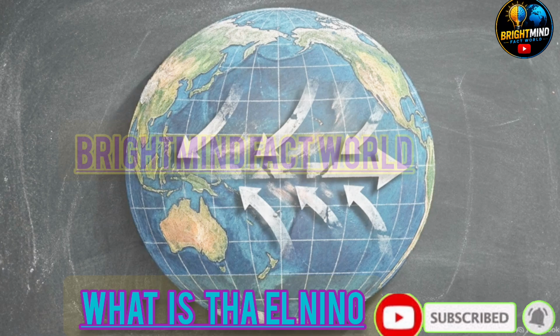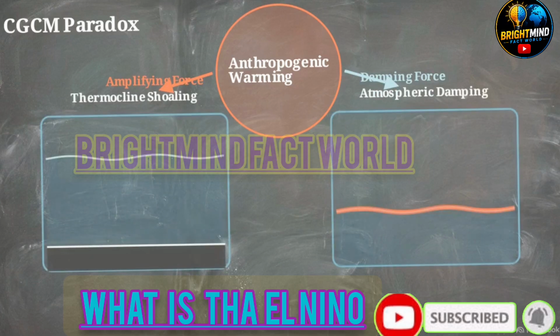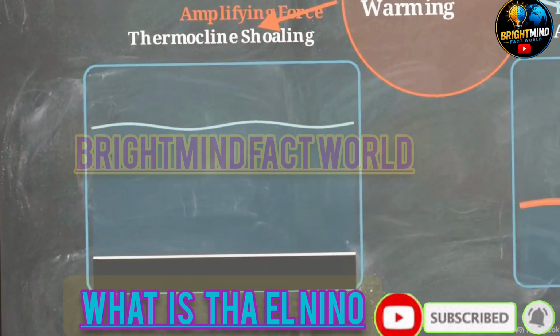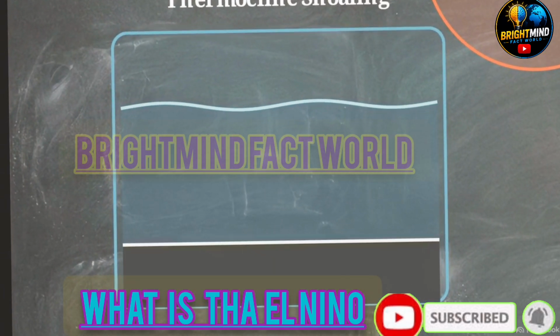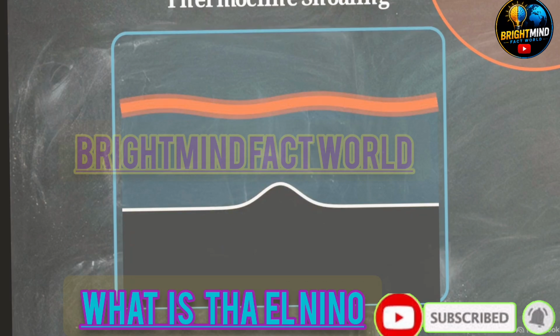Rising global temperatures will systematically weaken equatorial trade winds. This diagram maps a paradox that CGCMs encounter when predicting future ENSO intensity. Anthropogenic warming simultaneously introduces two competing thermodynamic parameters, an amplifying force and a damping force. On the amplifying side, as the oceans warm, the boundary line of the thermocline rises closer to the surface. With a shallower thermocline, sea surface temperatures become highly sensitive to even minor fluctuations in depth.